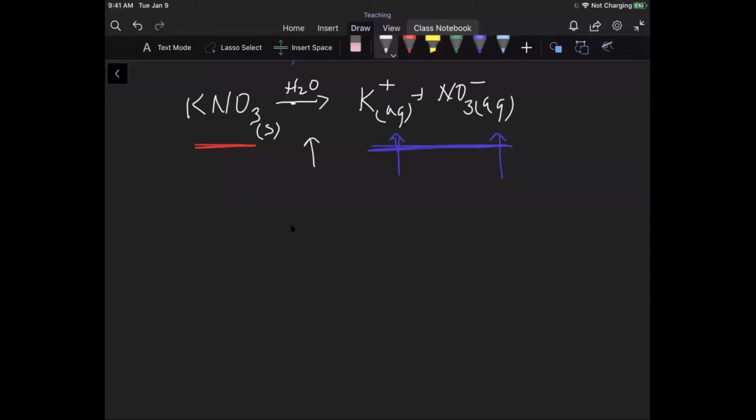So we have that arrow that points that way, meaning it goes completely one way. So none of it is left as the KNO3 solid, and it's all formed as ions in the solution. Okay, so that is what we call a strong electrolyte.